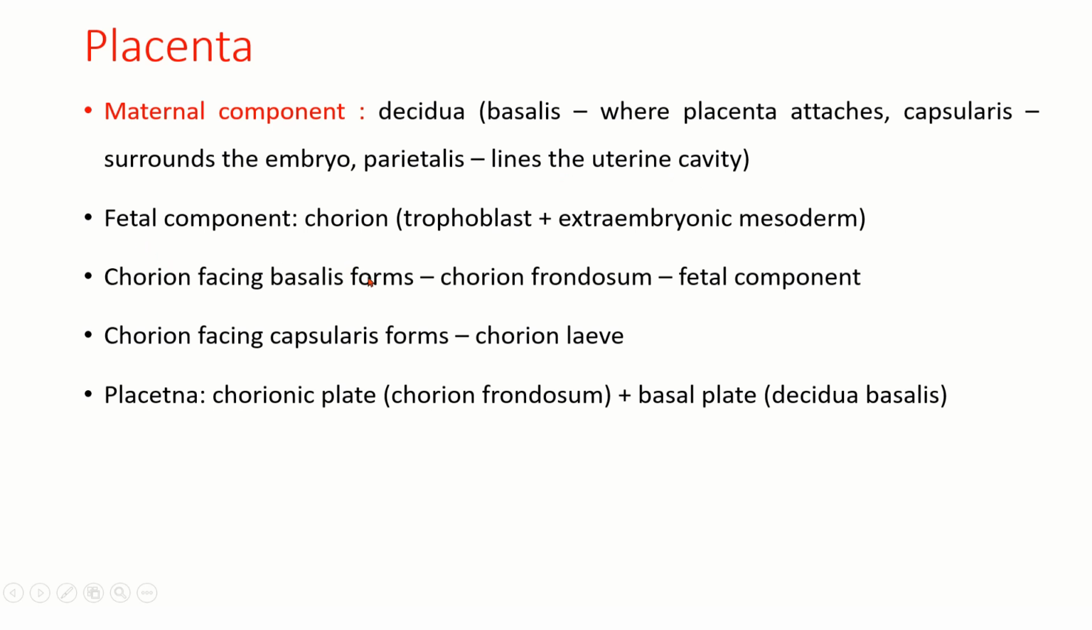The fetal component is the chorion. The trophoblast plus extraembryonic mesoderm forms the chorion. The chorion facing decidua basalis forms chorion frondosum, the fetal component. Chorion facing capsularis forms chorion laeve. So placenta is having the chorionic plate, chorion frondosum, plus basal plate, the decidua basalis.